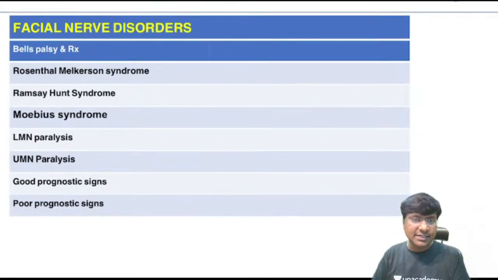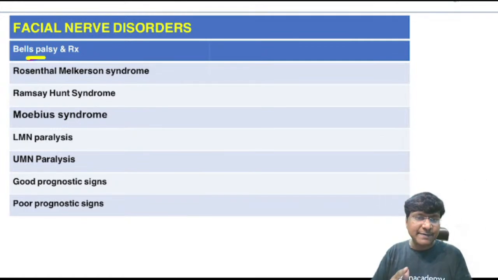Right, very good, Amit. So it is a seventh cranial nerve palsy and it is a lower motor neuron type of facial nerve palsy. One of the very important examples of lower motor neuron type of facial nerve palsy is Bell's palsy. So now let us discuss the facial nerve disorder in just 5 minutes. Now you take Bell's palsy.